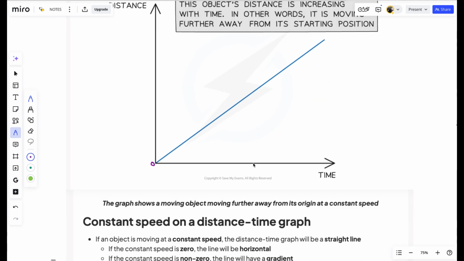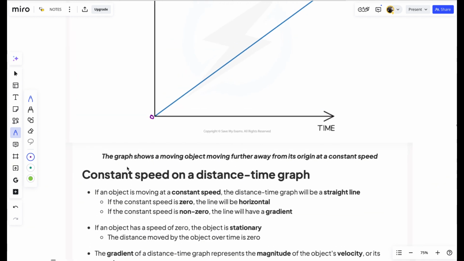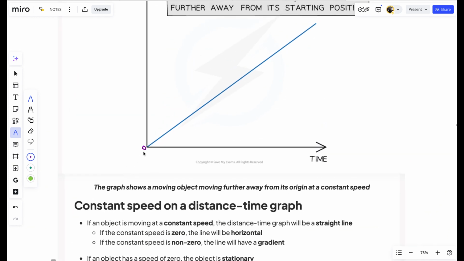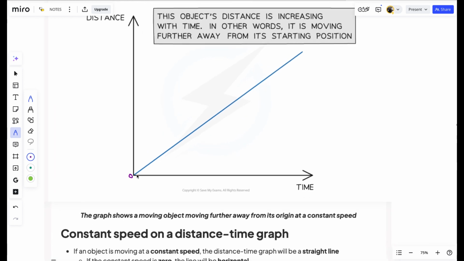Now let's take a look at constant speed on a distance time graph. Constant speed is just like this one that we've mentioned. This constant speed is like an average constant speed. If a car or a vehicle is moving slower, then it will be less steep. So the gradient will be less steep, and the line will be here.